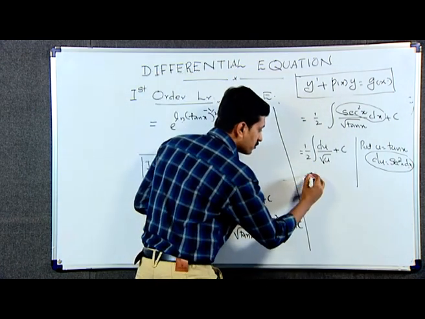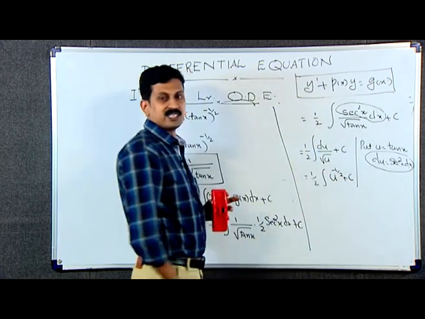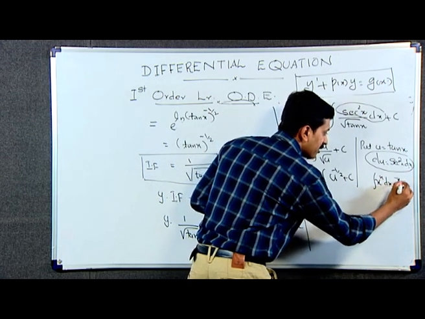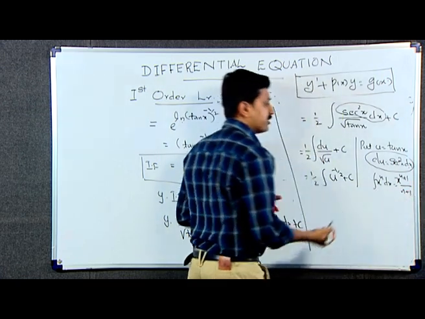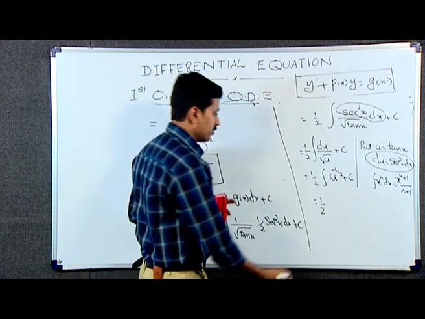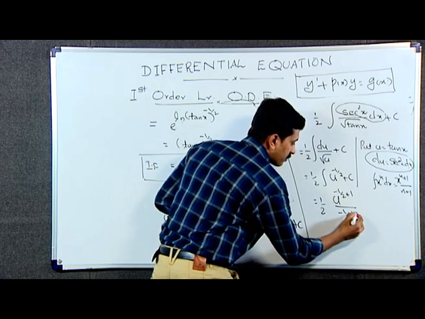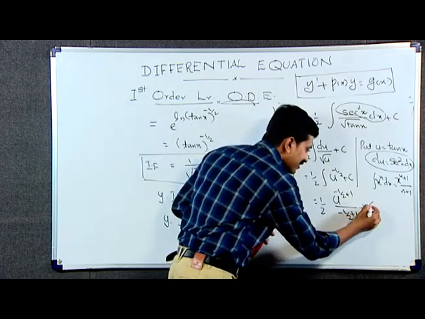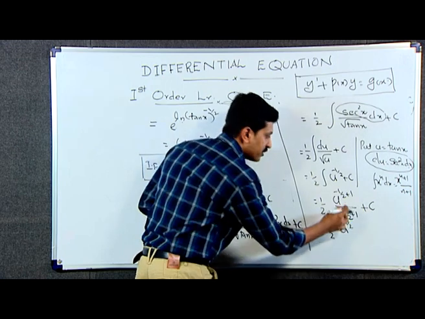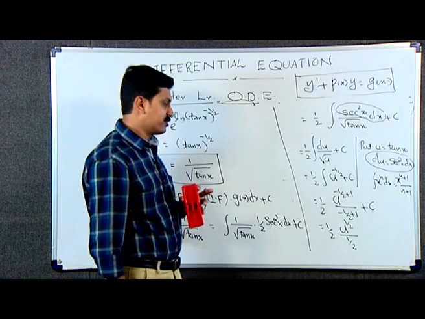So, this is equal to 1 by 2 into integral of u raised to minus 1 by 2, plus c. We have the integral of x raised to n dx equal to x raised to n plus 1 divided by n plus 1, plus c. Therefore, this is equal to 1 by 2 into u raised to minus 1 by 2 plus 1 divided by minus 1 by 2 plus 1, plus c. This is equal to 1 by 2 into u raised to 1 by 2 divided by 1 by 2, plus c.